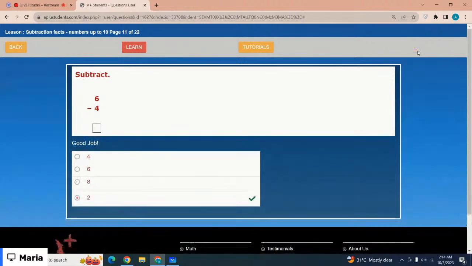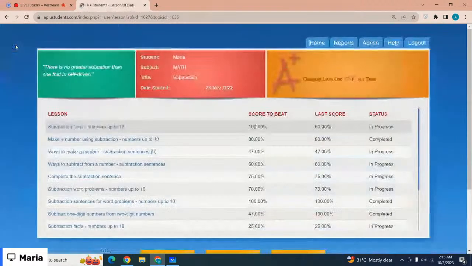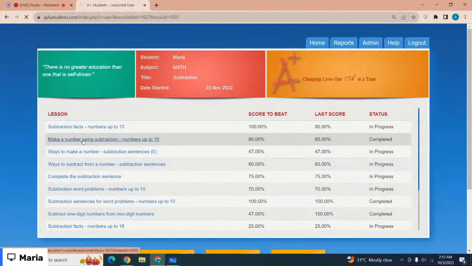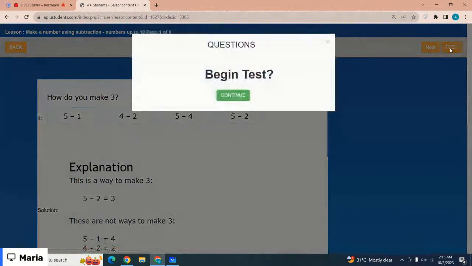Okay, you can complete the lesson by yourself later today. Let me just move on to the next lesson, right? So the next lesson is make a number using subtraction, right? So basically, you are given the options. You need to see how do we make a specific number, right?